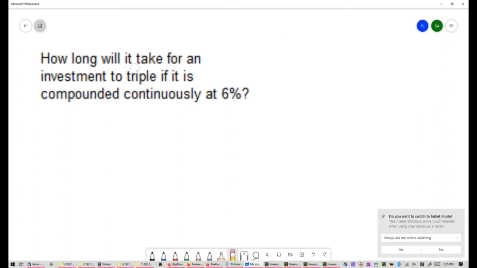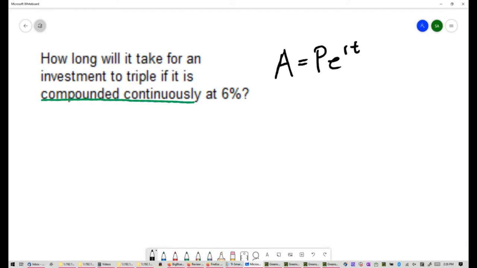How long will it take for an investment to triple if it's compounded continuously at 6%? So first thing I notice here is compounded continuously, and those key words are telling me which formula to use to solve this problem. It's going to be our continuous compound formula of A equals Pe to the rt. So then I'm going to start looking for information to help me substitute into this formula.